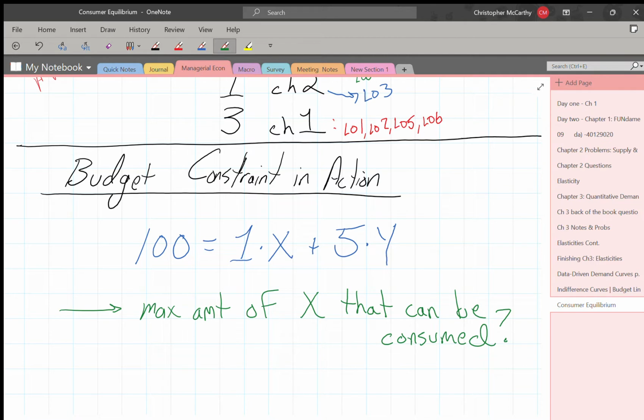So if we want the maximum amount of x, how much y would that be if we had the maximum amount of x? So what do we want to plug in for y? What does the maximum amount of x imply? Yeah, that makes sense. So this is also the x-intercept if we're drawing the budget line. So if we have all of x, what does that mean? How much of y do we have?